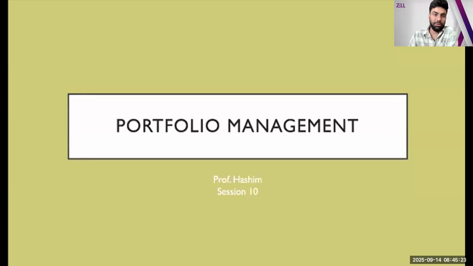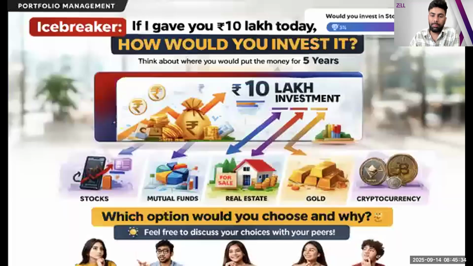Okay. Good afternoon once again to all of you. In today's session, we will be understanding the core concept of portfolio management. Before we dig deeper into portfolio management, I just want to quickly ask a simple question to you guys, correlating from yesterday's session.